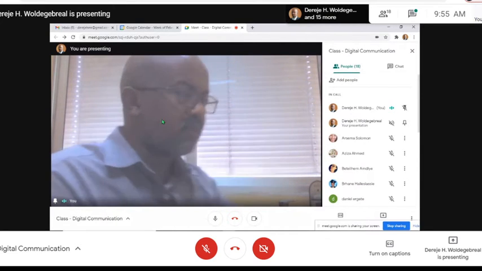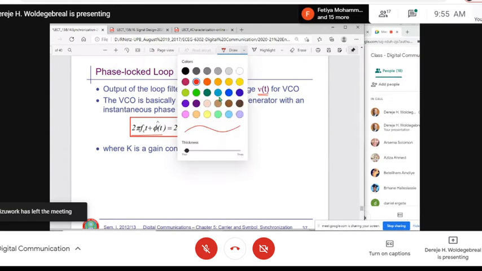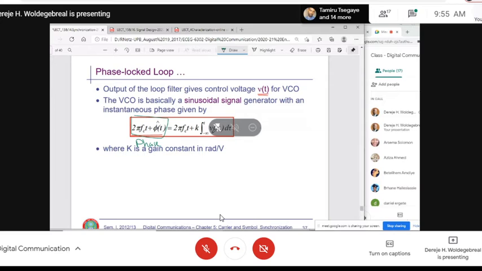Our parameter of interest is the phase of the oscillator. So let this be the phase of the oscillator, the phase of the sinusoidal signal which is generated by the oscillator. Of course, we say that the phase is somehow proportional to the input. So we say that the output phase is proportional to the input. Strictly speaking, the output is proportional to the integral of the input voltage v.